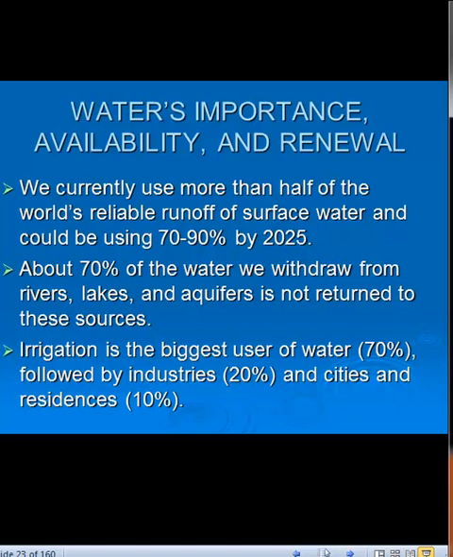Take a look at the availability. And I just explained a lot of this, but now you can read it in different details. Feel free to pause it. But look at the 3rd bullet. Irrigation, which is agricultural use, is the biggest user of water. Now remember, this is worldwide, followed by industries and cities and residences.